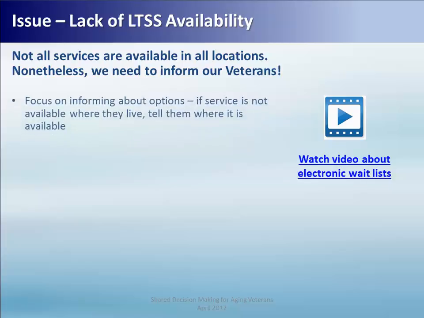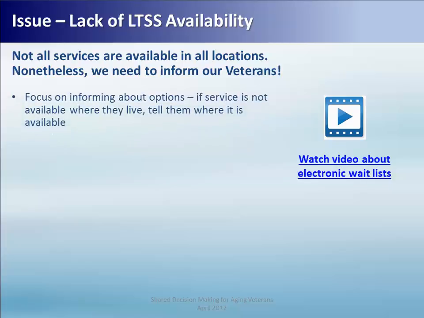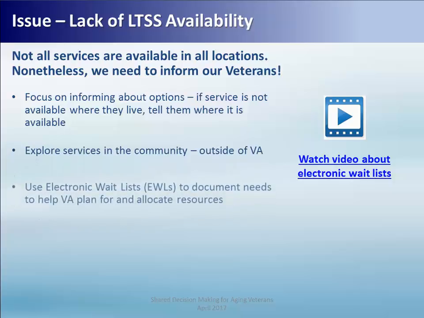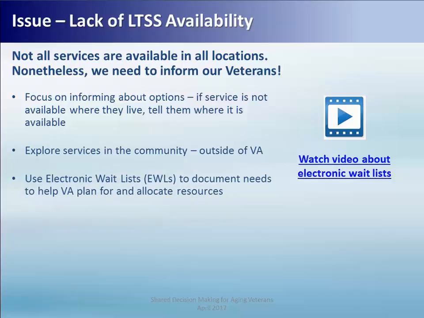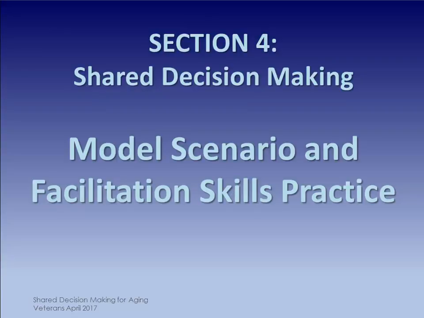Of course, you'll want to explore services and supports that are available through VA and from the community. And be sure to use electronic wait lists to document unmet need for long-term services and supports. By being diligent about doing this, you are doing your part to assist decision makers to plan for and allocate resources. Click on the arrow icon to watch a 22-second video clip about the importance of electronic wait lists.